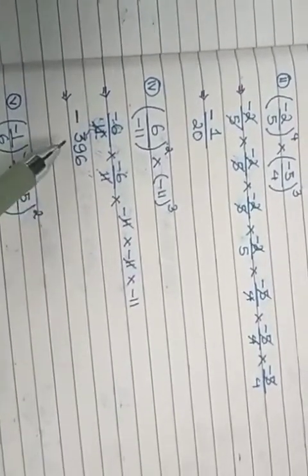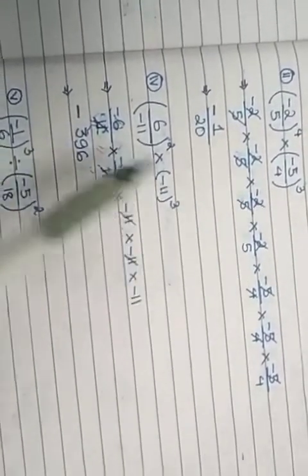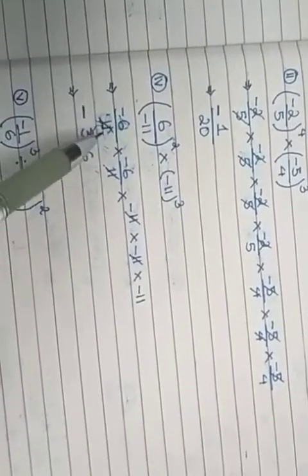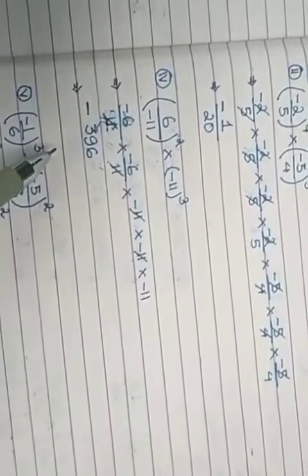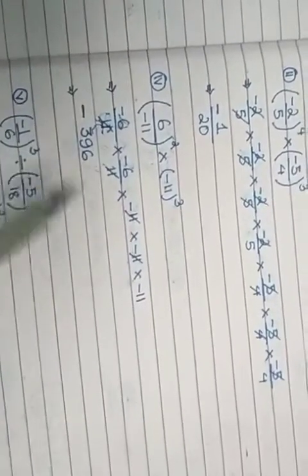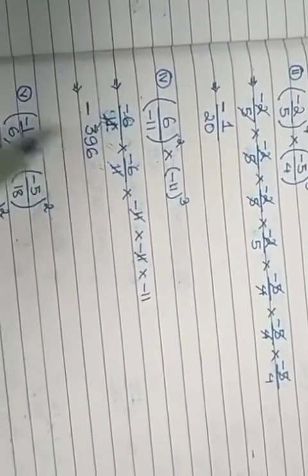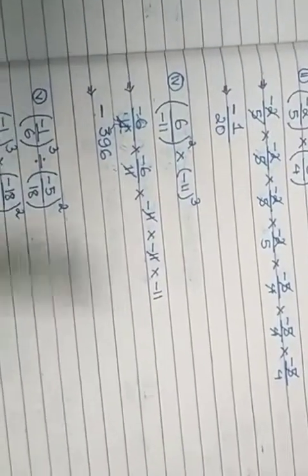And before moving on to that, what you can do, similar to the previous sum, is just count the negative signs. 1 2 3 4 5. Negative sign an odd number of times, so it will remain negative. So it is minus 396.